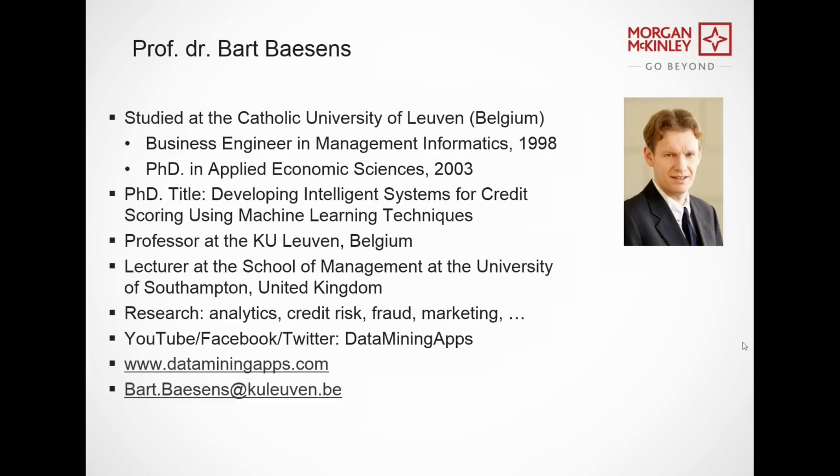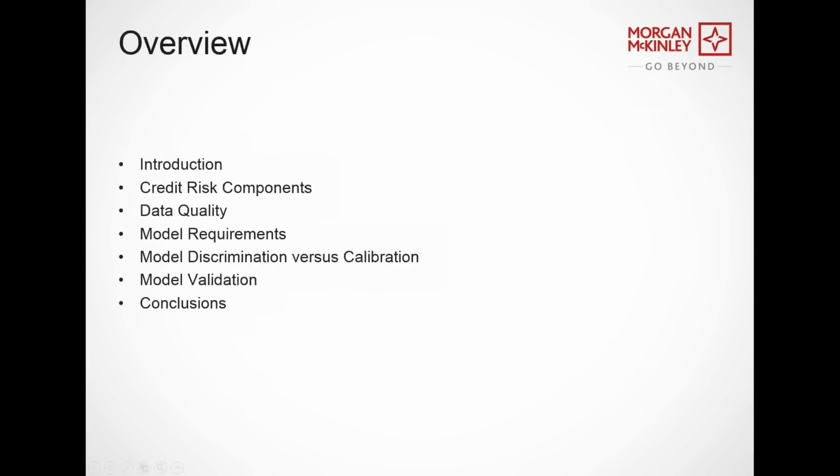So here you can see the overview of today's presentation. We're going to start with a brief introduction situating the importance of credit risk modeling. Then we're going to decompose credit risk into various components. We're going to talk about PD, LGD, and EAD. That will bring us to a multi-level credit risk model architecture. Then we're going to discuss various challenges that come with working out the architecture.